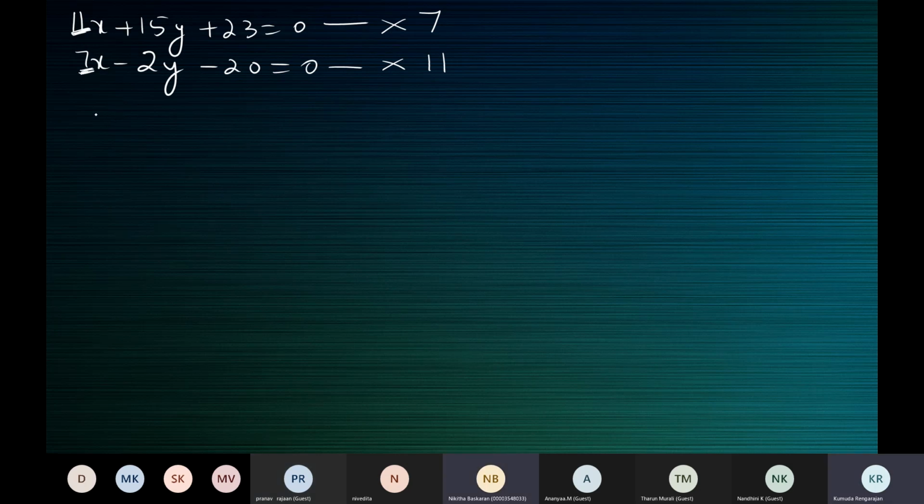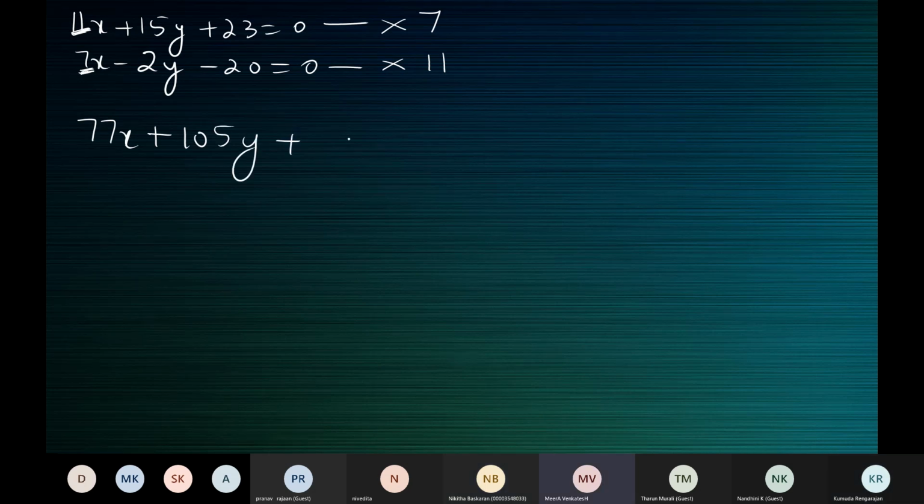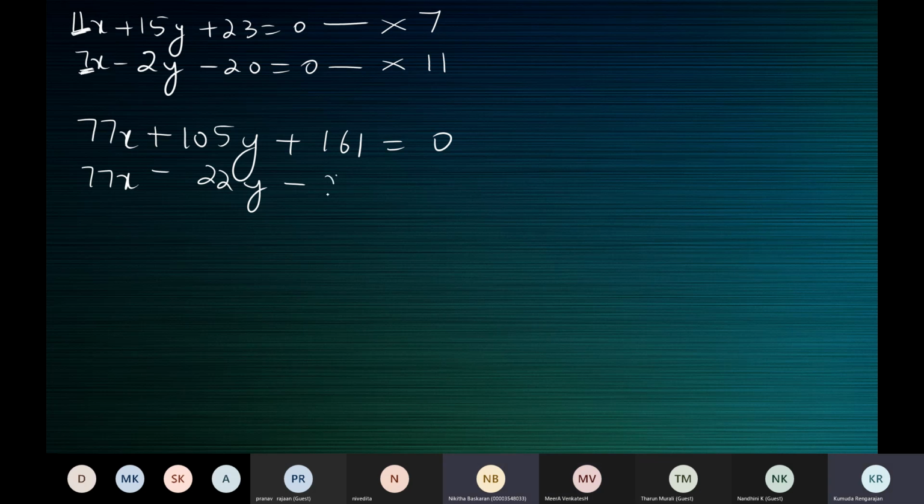Now tell me, what happens to the first equation? 77x plus 105y plus 161 is equal to 0. Very good. And the second one? 77x minus 22y minus 220 is equal to 0. Very good.